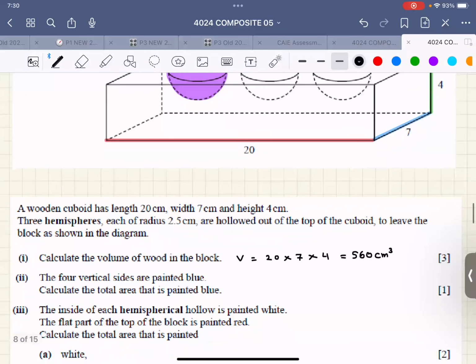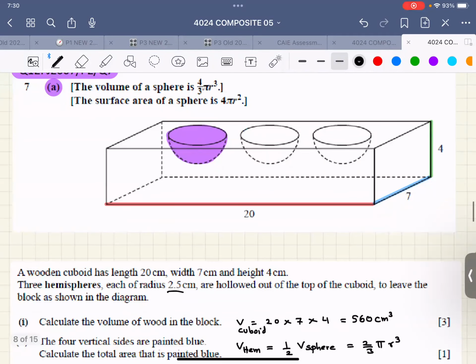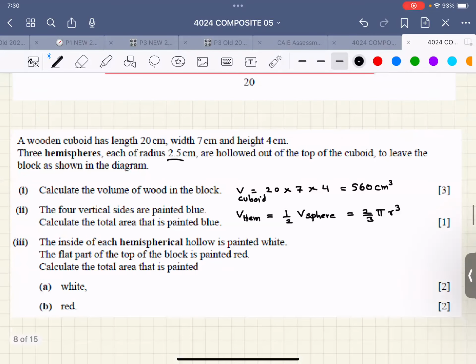But that is the volume of the cuboid. It's not the whole thing. This is cuboid. But we need to have volume of hemisphere first. So volume of hemisphere is half the volume of sphere. That becomes 2/3 pi r cube. Now plug in the value of r, which is 2.5. That is 2/3 into pi into 2.5 cube.